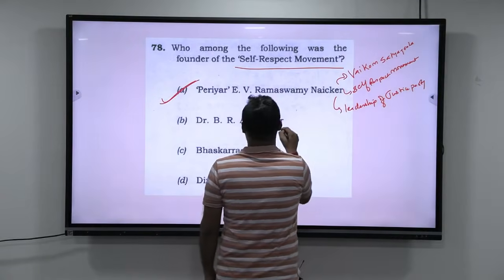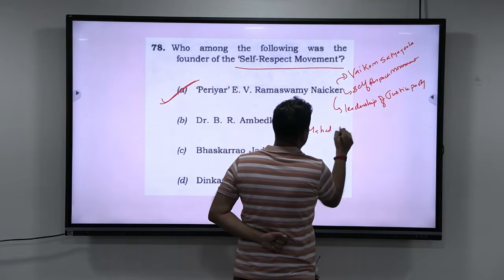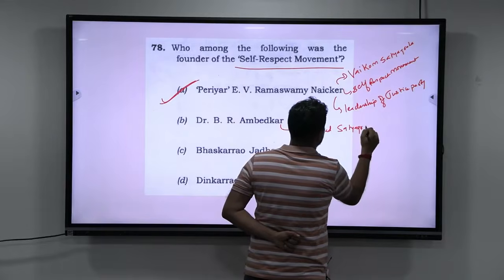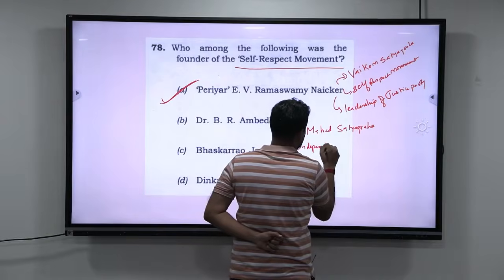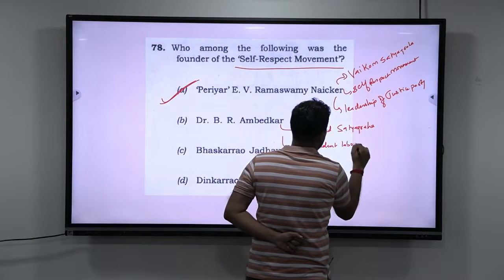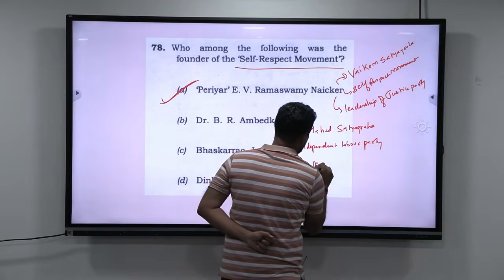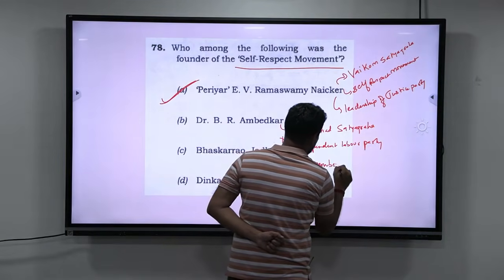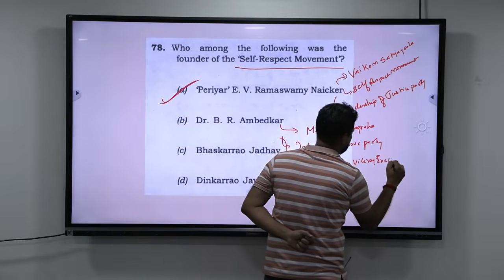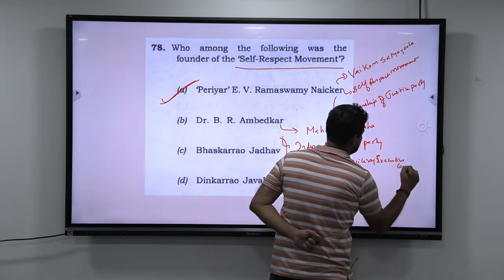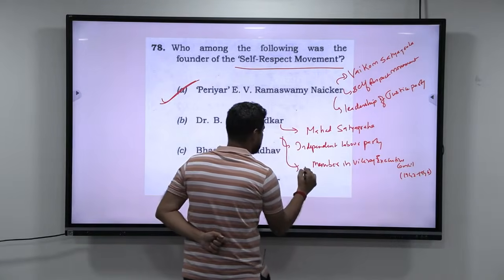Next, if you say B.R. Ambedkar, you should know the most famous Mahad Satyagraha. He formed the Independent Labour Party. He also was a member in the Viceroy's Executive Council from 1942 to 1946, especially the Labour member.